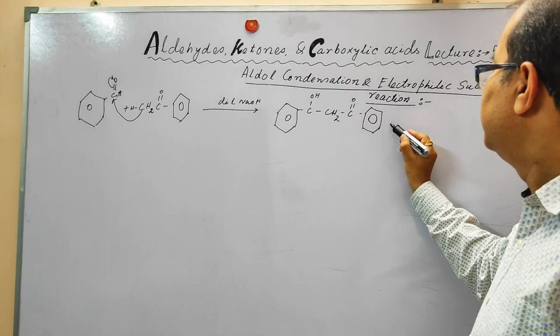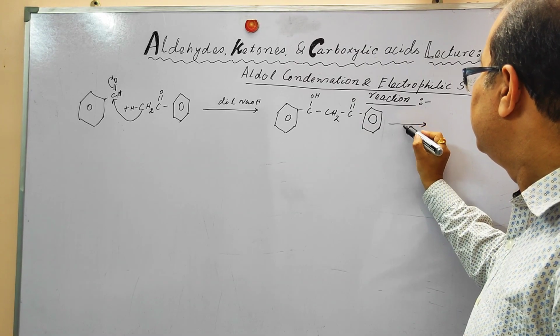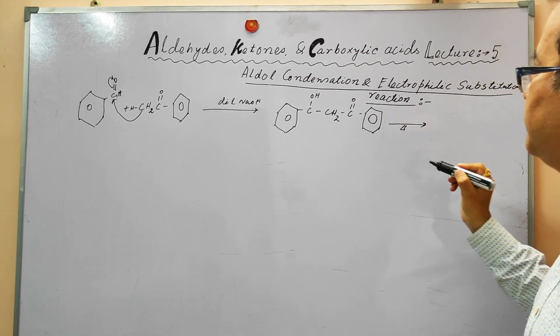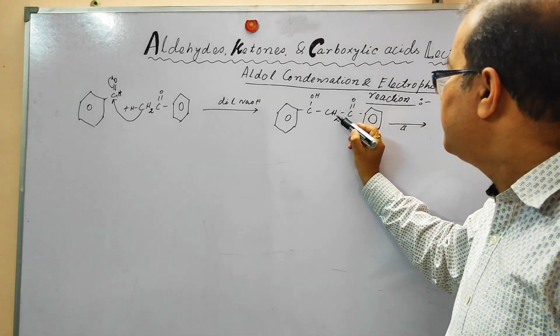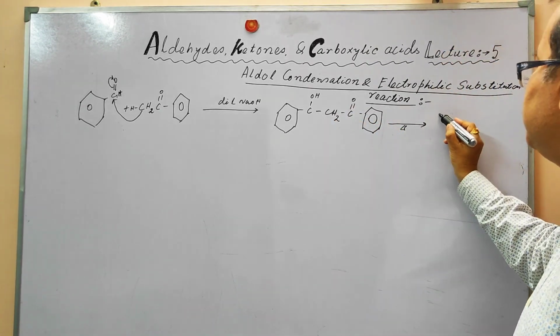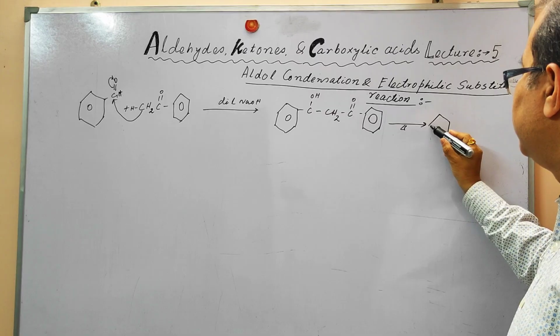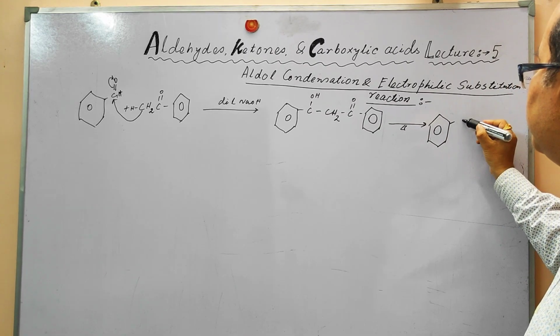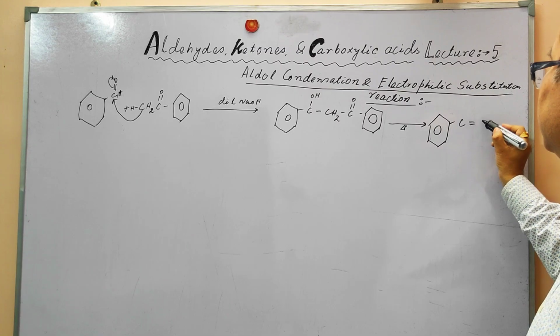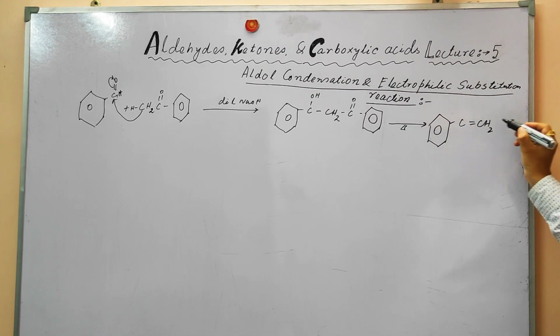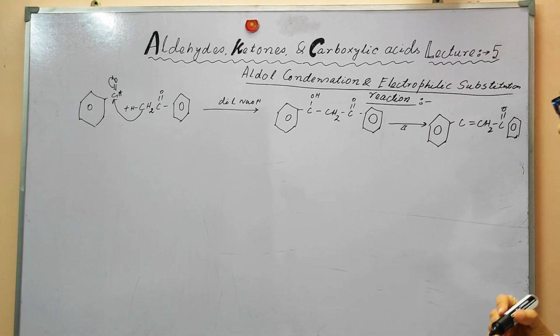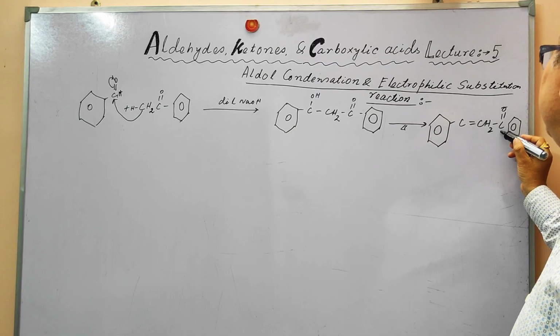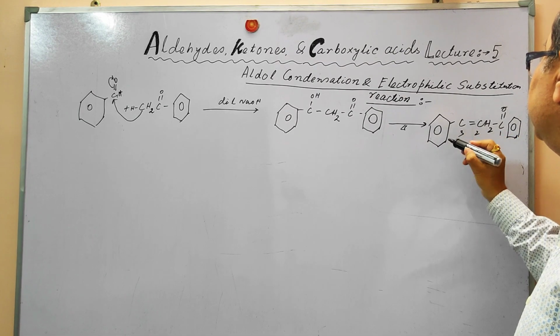This is the aldol product. Now when you heat it, it is going to lose one hydrogen, and this OH is eliminated as a water molecule, and it is going to produce this. This product is going to form, and the name of this is 1, 2, 3.